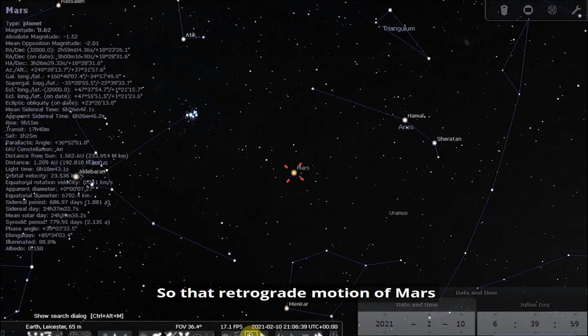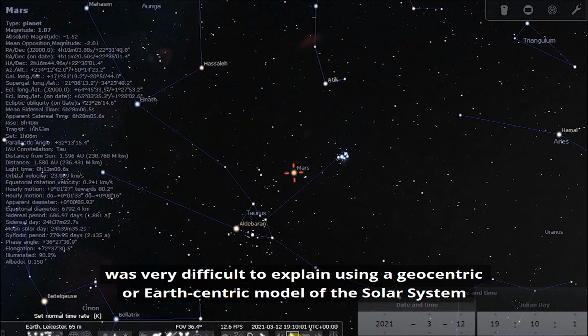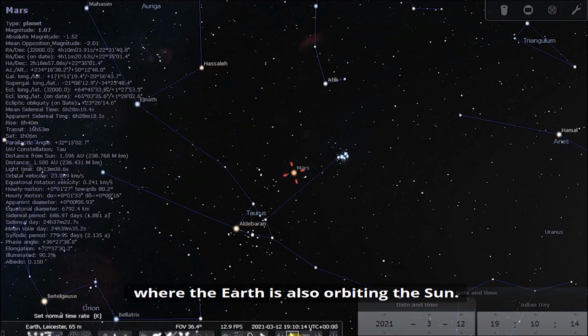So that retrograde motion of Mars was very difficult to explain using a geocentric or earth-centric model of the solar system, and it is easy to explain if you have a heliocentric model of the solar system where the Earth is also orbiting the Sun.